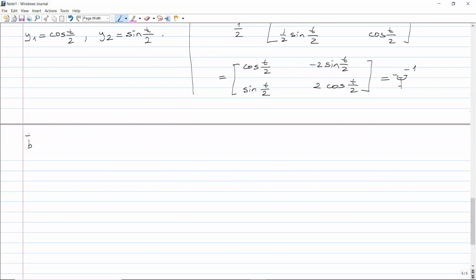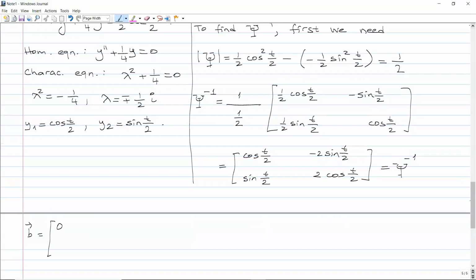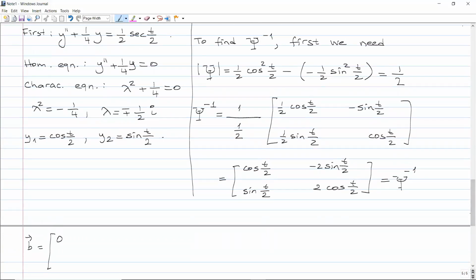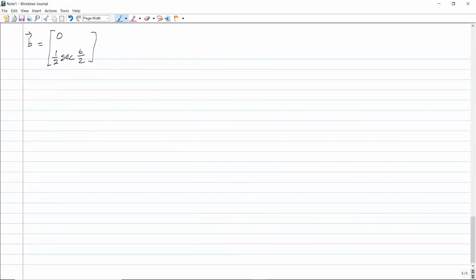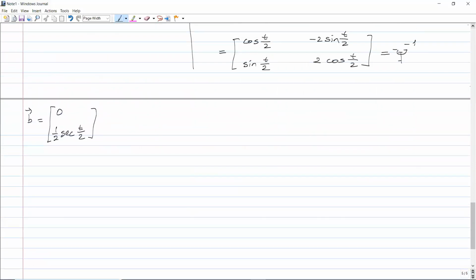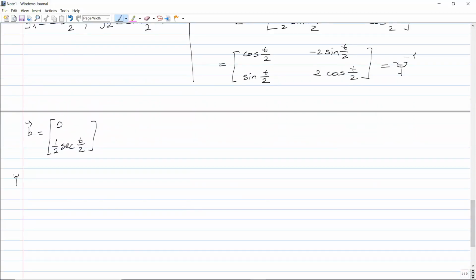And our vector B: the first entry is 0, and for the second entry, since we have a 2 by 2 system, it is the function on the right side of the given equation. What was it? 1/2 secant t over 2. And then we multiply the inverse of our fundamental matrix with this vector. So let me write the inverse matrix.